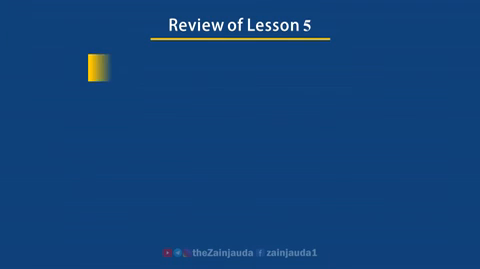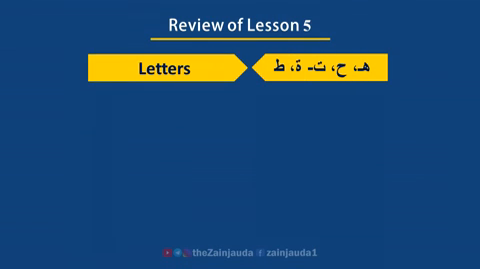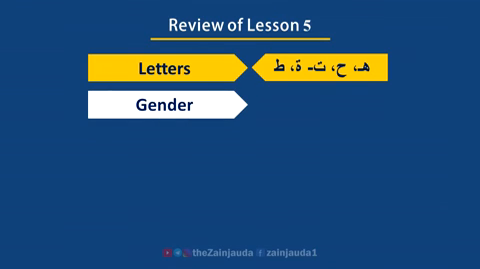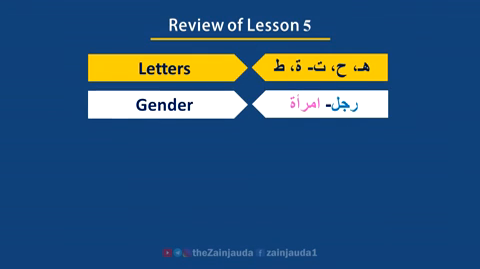In lesson number 5, we had 4 letters in details. They were ha, ha, ta, and its variation ta al-marbuta, and ba. In the grammar zone, we explained gender and said that there are 2 types of masculine and feminine in Arabic. The first are unique words for masculine and feminine like rajul wa imra'a. And the second is based on deriving the feminine words from the masculine ones. And here it can take one of 3 forms.